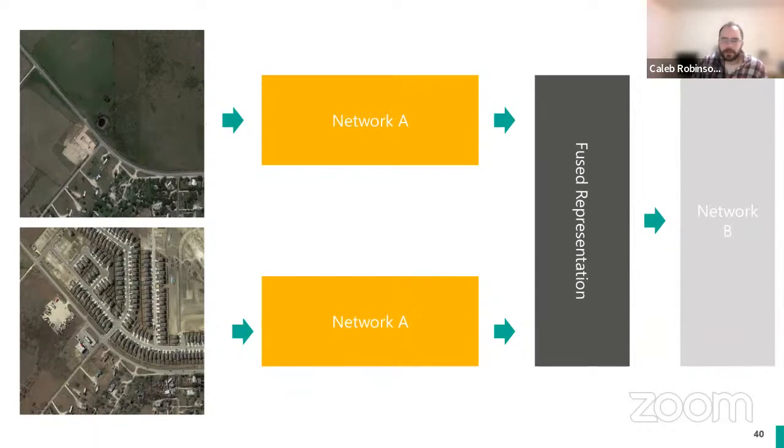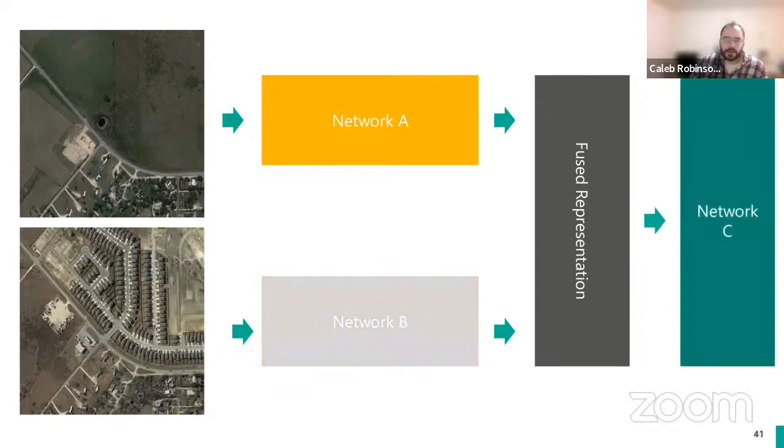Great. And then in general, you could have differences between these networks, right? This could be a small, fully convolutional network. This could be a more involved U-Net. If this one was low resolution and this one was high resolution, that might be an appropriate modeling choice.